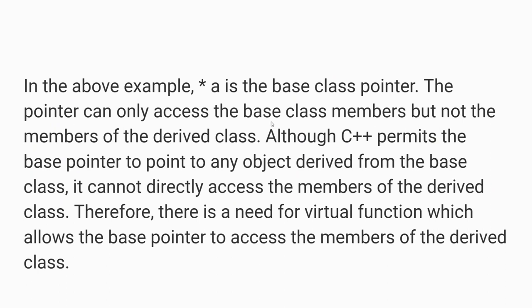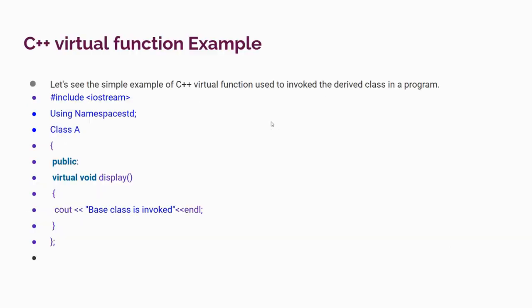In the above example, star A is the base class pointer. The pointer can only access the base class members but not the members of the derived class. Although C++ permits the base pointer to point to any object derived from the base class, it cannot directly access the members of the derived class. Therefore, there is a need for a virtual function which allows the base pointer to access the members of the derived class. Now we will see another example.